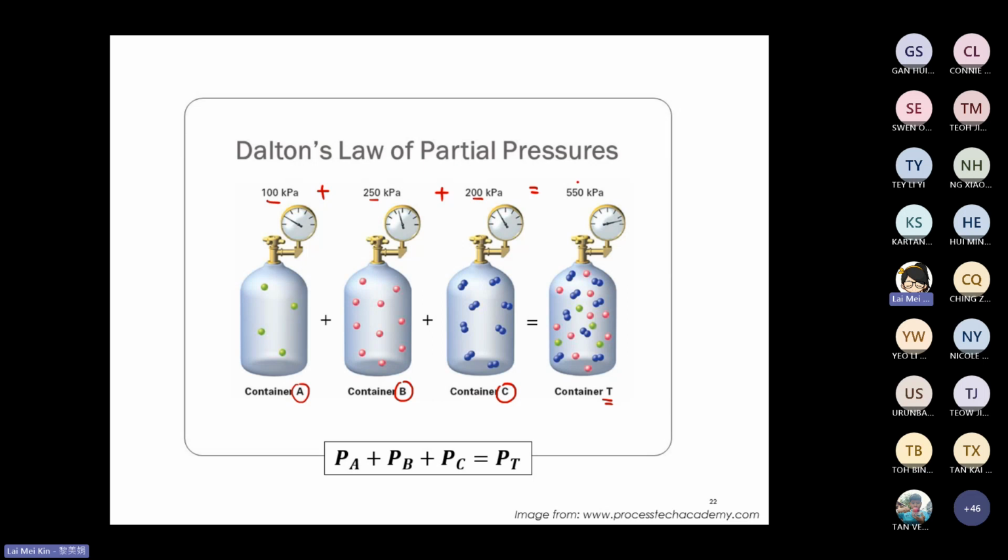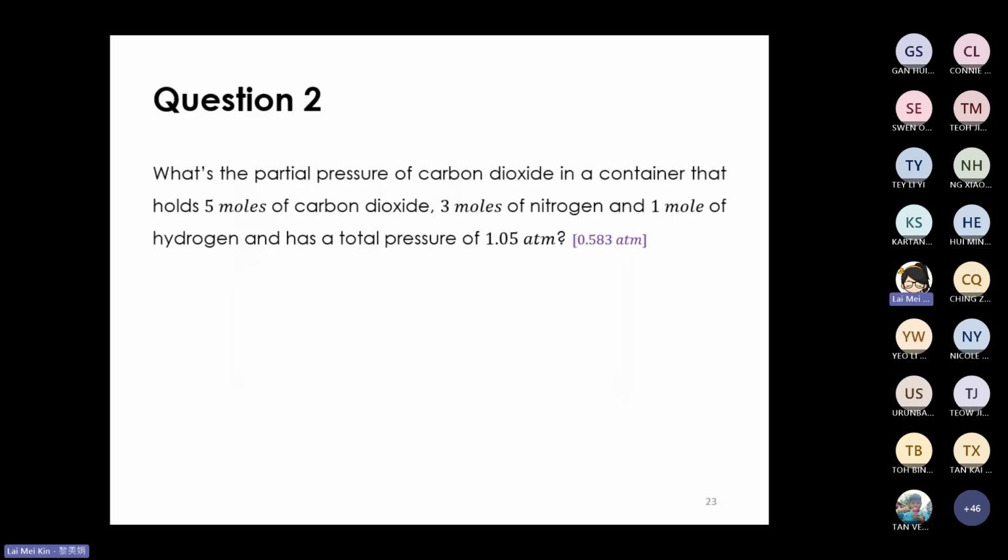So I will have a total pressure of 550. Okay, let's do a calculation to see how we apply this. Of course, I will not just be giving you that gas A has this pressure, gas B this pressure, gas C this pressure, calculate total pressure. Not that simple. Okay, so example of question 2.